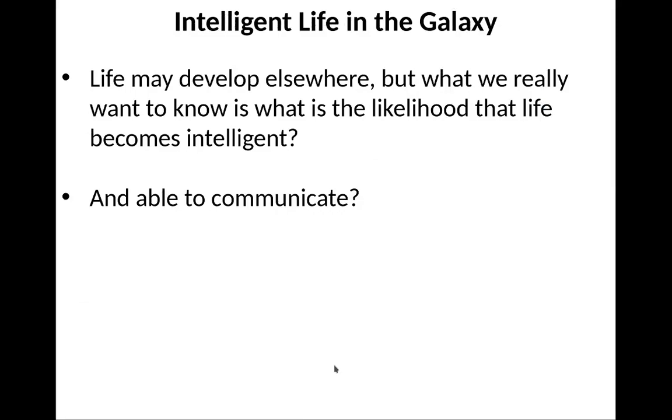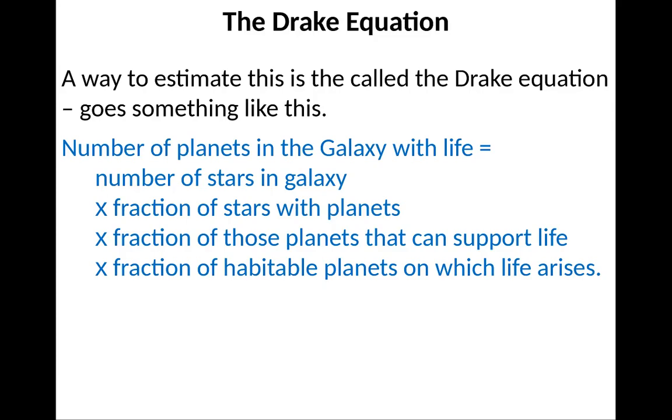Now, life may develop elsewhere, but that's not what we really care about. What we care about is intelligent life, and what we really care about is intelligent life that is able to communicate. So what we want to know is the likelihood that life becomes intelligent, and the likelihood that they're able to communicate with us, right? So there's a way to estimate this. It's known as the Drake equation.